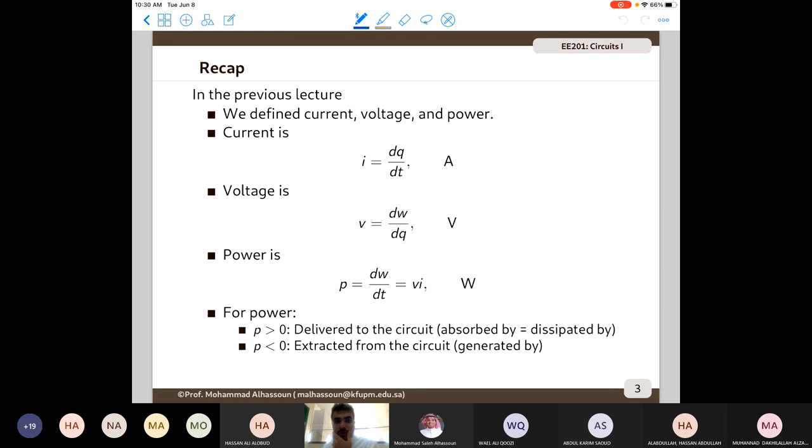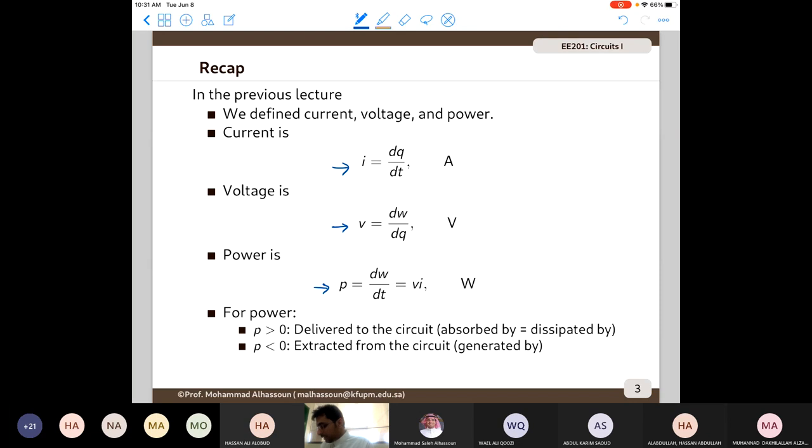Just going over what we've covered in the previous lecture, we defined current, voltage, and power, and we stated that the current is the rate of change in the charge flow. The voltage, sometimes called the potential difference, is the expending or absorbing rate of energy per unit charge. And finally, we define power as the rate of change in the energy, or simply the multiplication of the voltage by the current.